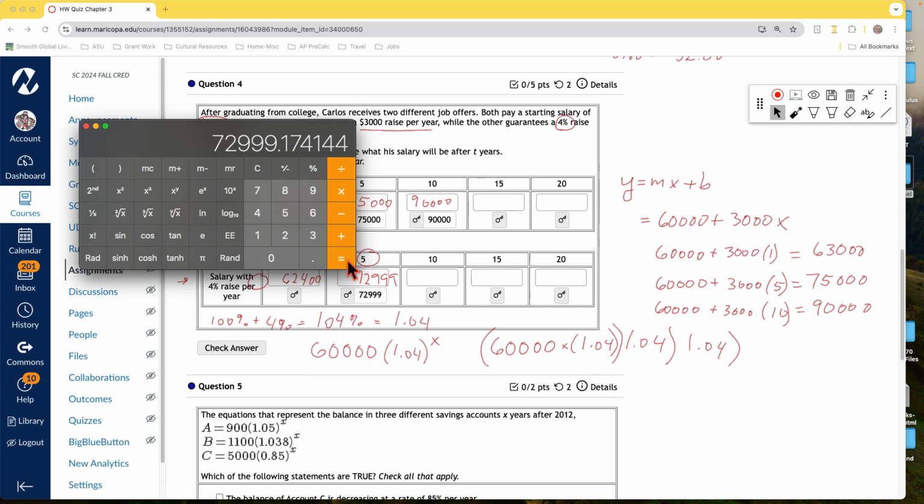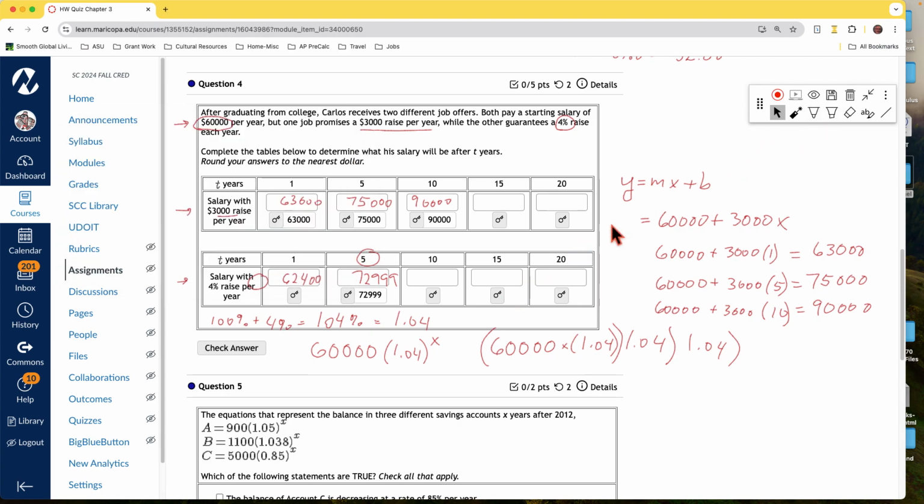Okay. I want to do it for 10 times. Again, I always take the same starting value, 60,000, and multiply that by 1.04, the markup, but I'm going to raise it to the 10th power. So I do x to the y, and I hit 10, enter. I'm now at 88,815, so that gets rounded. So I would put that in, and that's what we get.